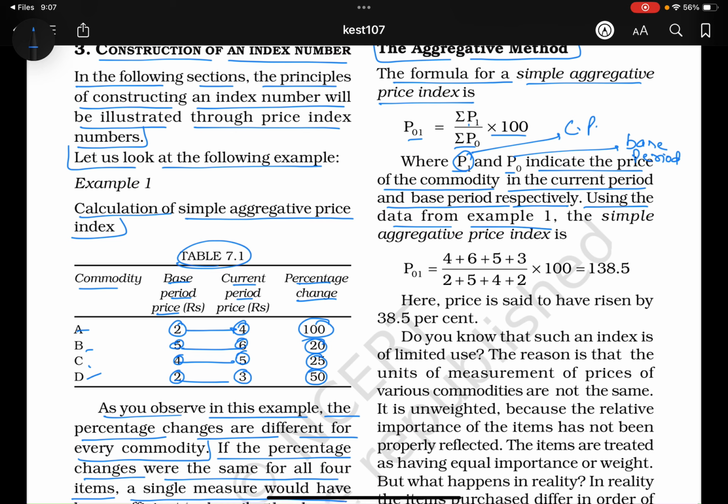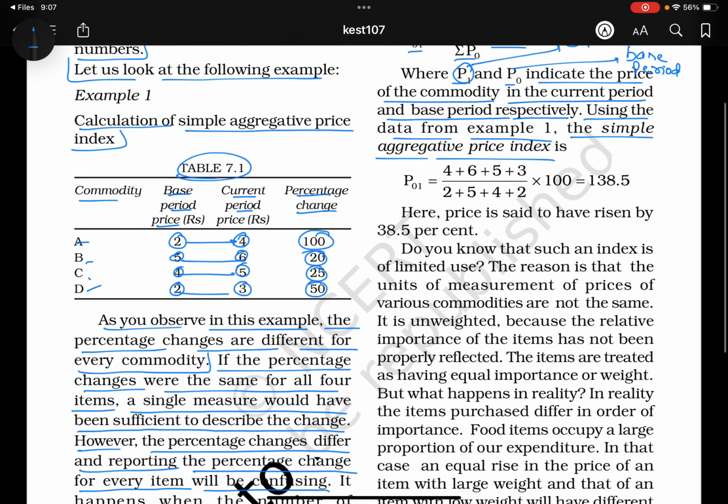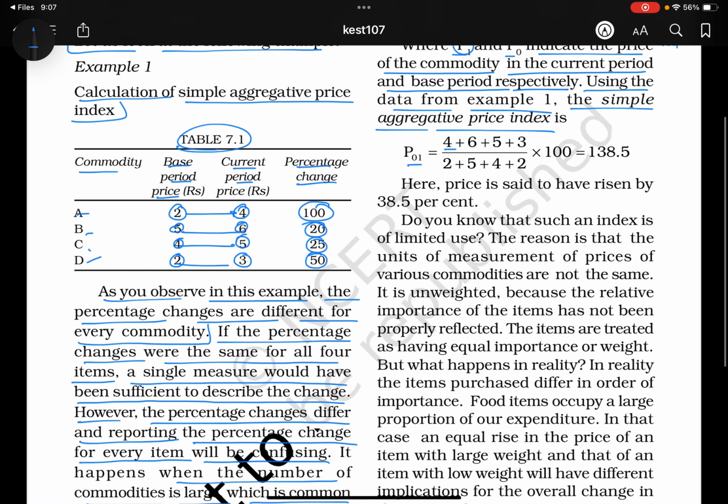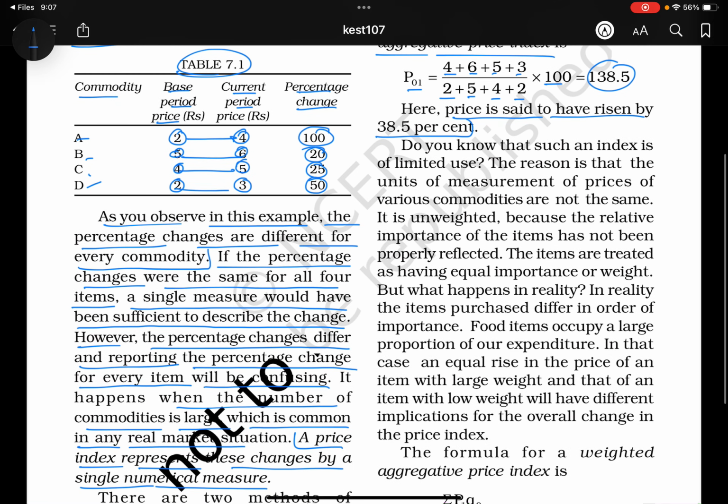Using the data from example 1, the simple aggregative price index is P01 = (4 + 6 + 5 + 3) divided by (2 + 5 + 4 + 2)... into 100. Answer is 138.5. Here price is said to have risen by 38.5%.